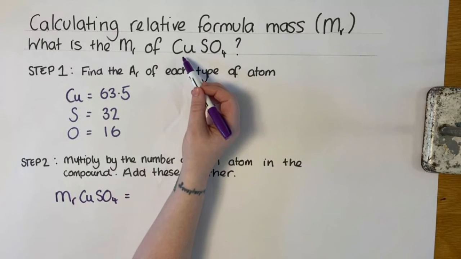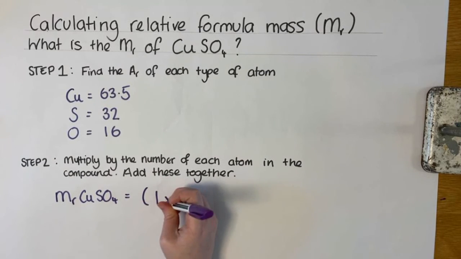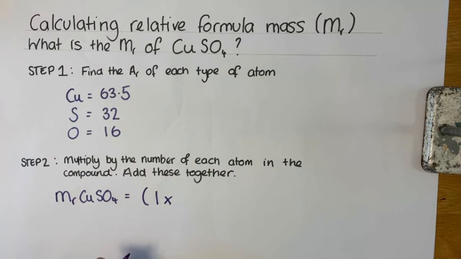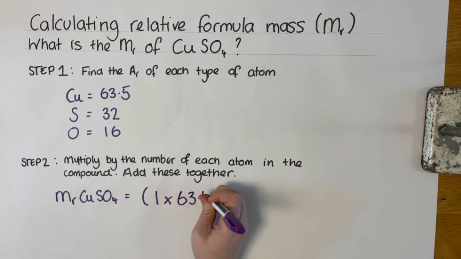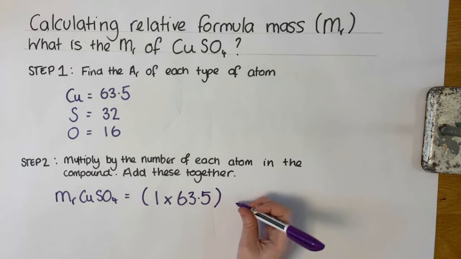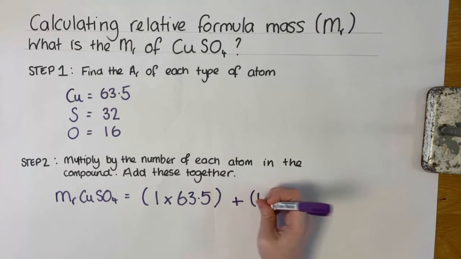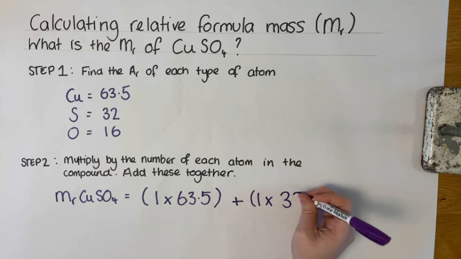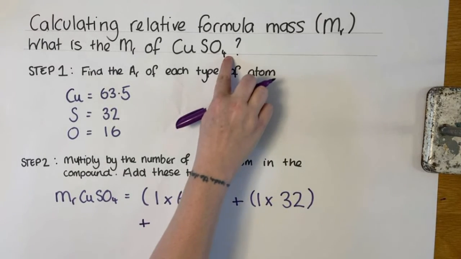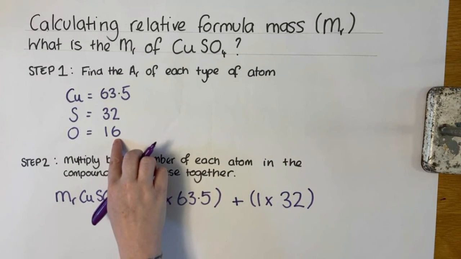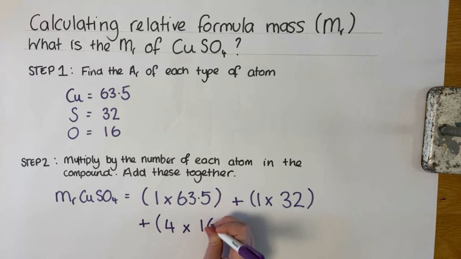I've got one atom of copper because there's no numbers next to it. So I'm going to do 1 multiplied by 63.5. I'm going to add that to 1 lot of sulfur, so 1 multiplied by 32. Okay, and I also have 4 lots of oxygen. So I'm going to add that to 4 multiplied by 16.